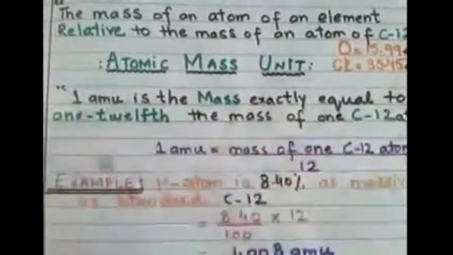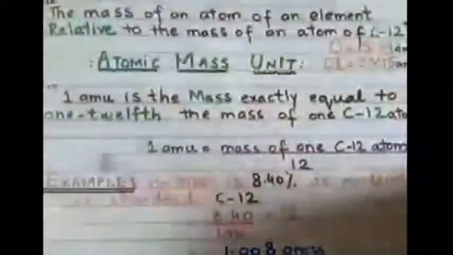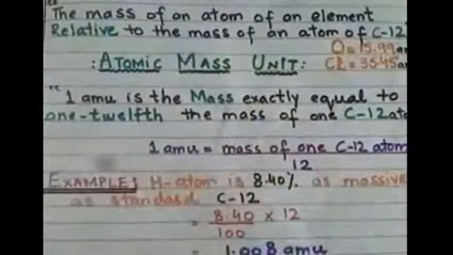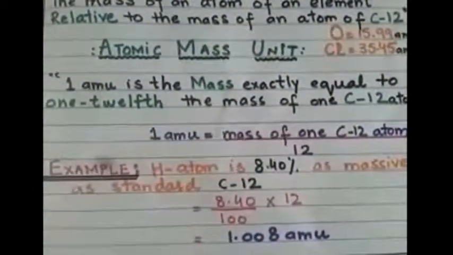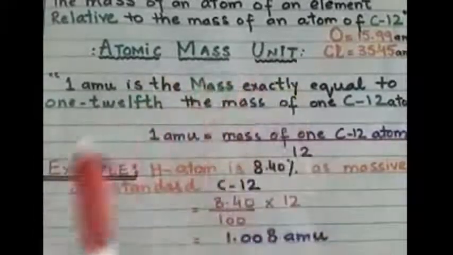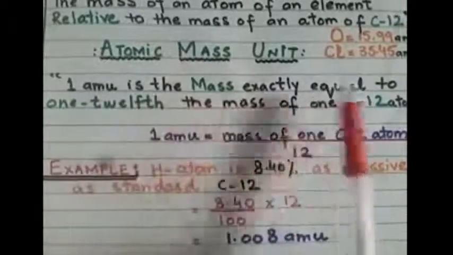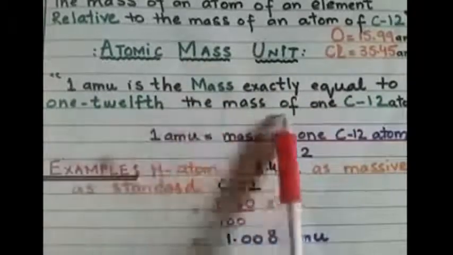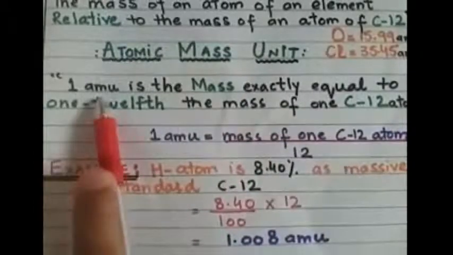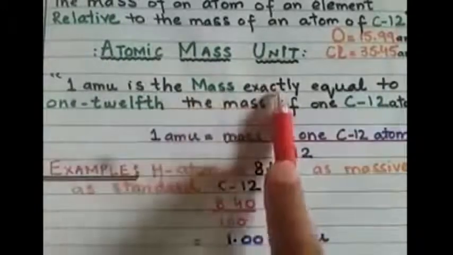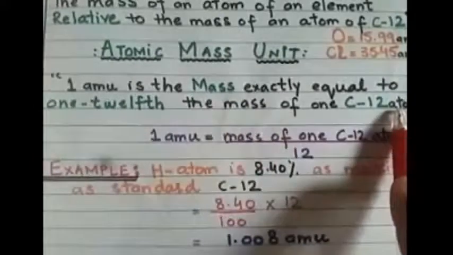Now, we are going to discuss the atomic mass unit, which is related to the relative atomic mass. It is the unit in which relative atomic masses are measured. How will we define the atomic mass unit? 1 AMU, or atomic mass unit, is the mass exactly equal to 1/12 the mass of a carbon-12 atom. I am repeating the definition: 1 AMU is the mass exactly equal to 1/12 the mass of one carbon-12 atom.